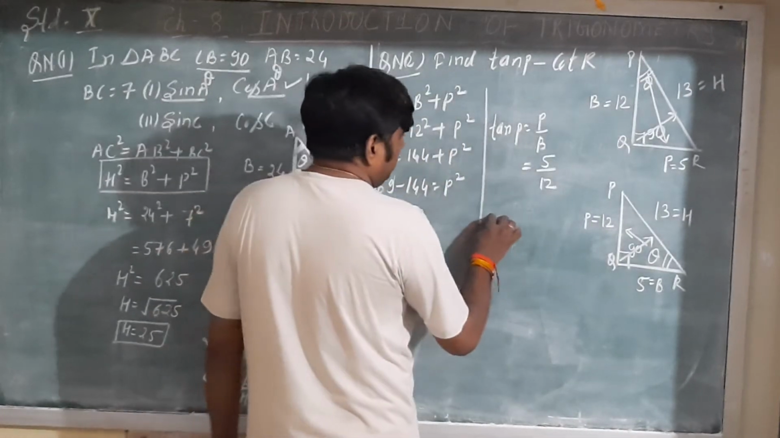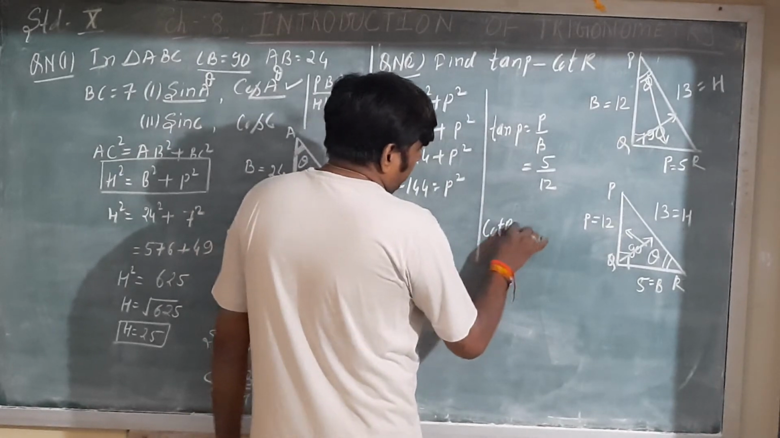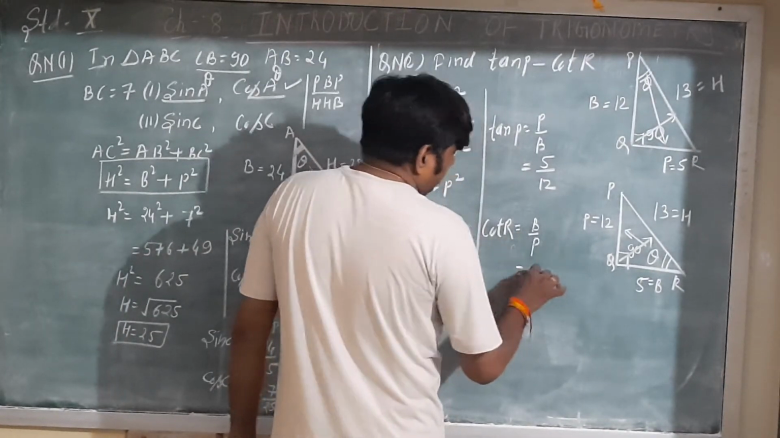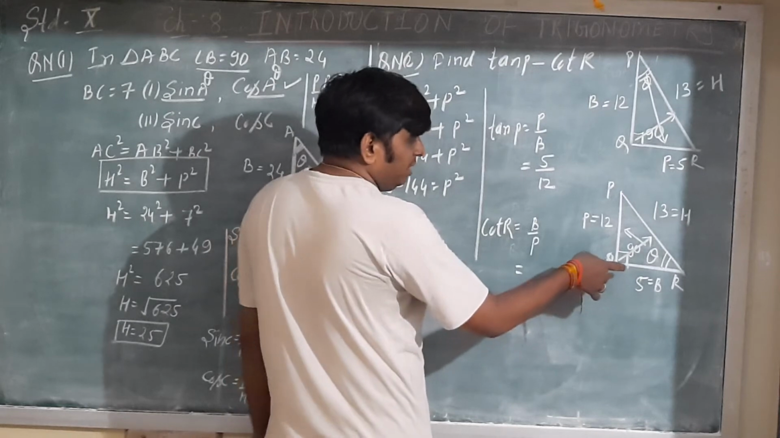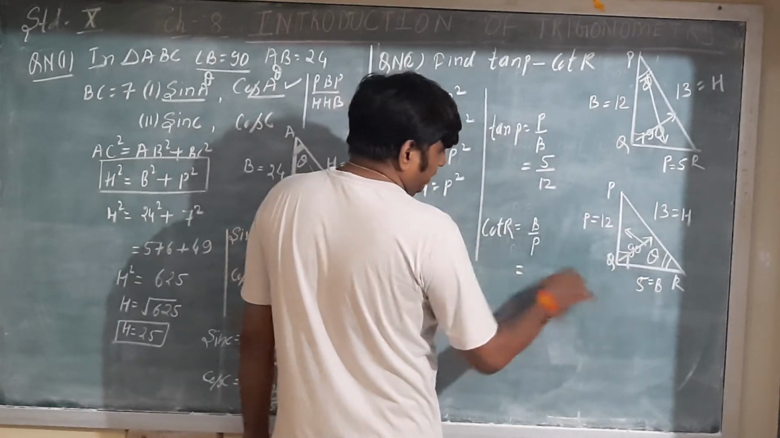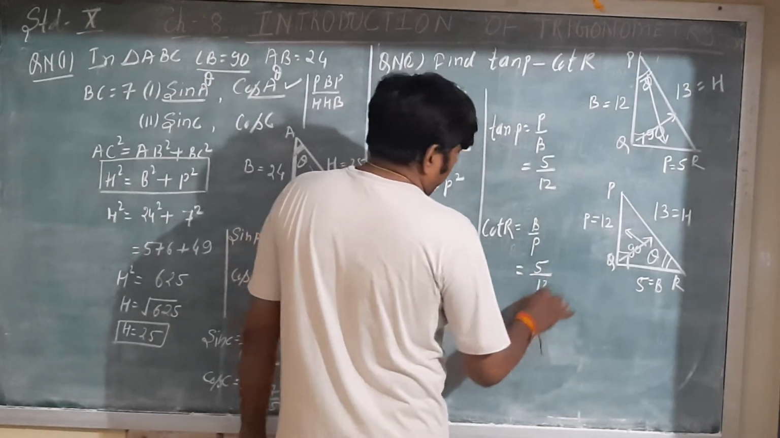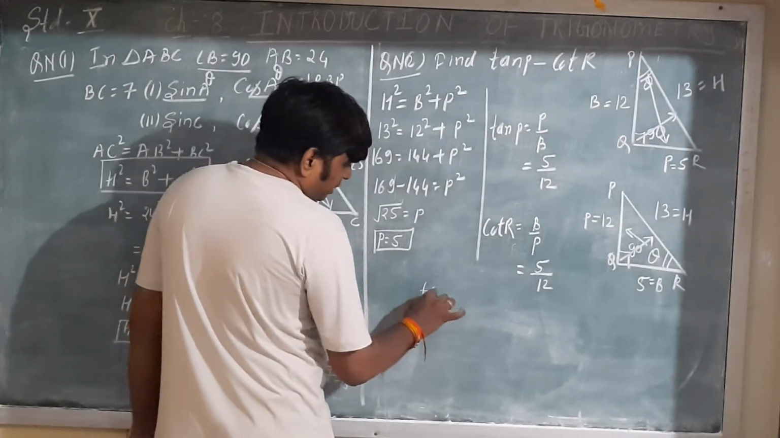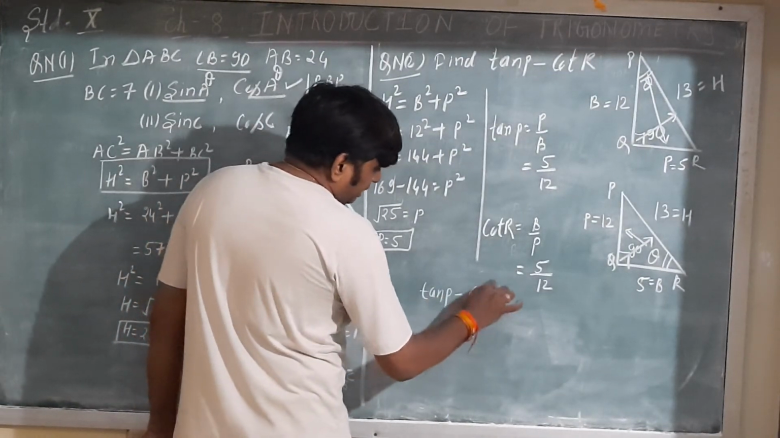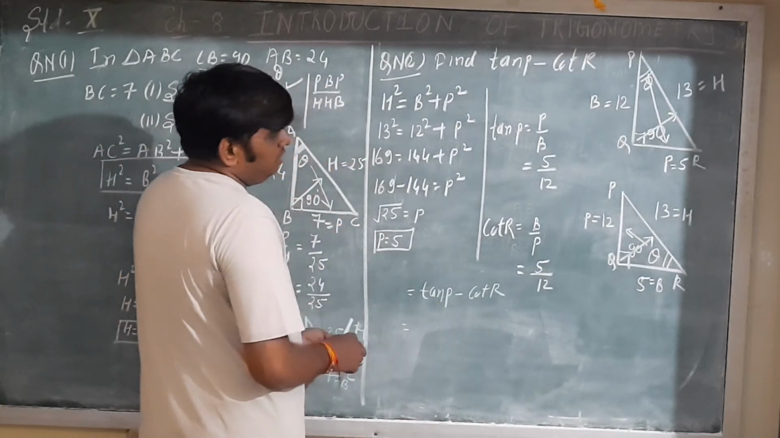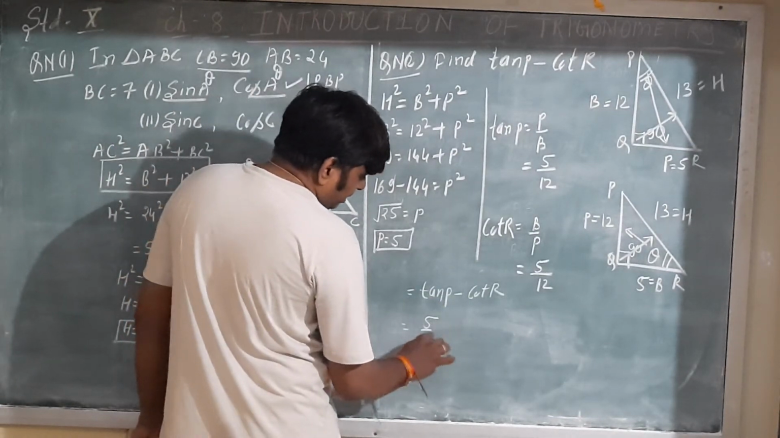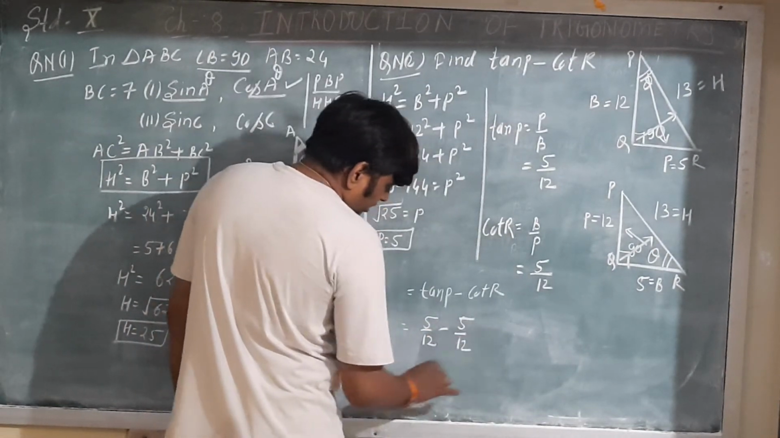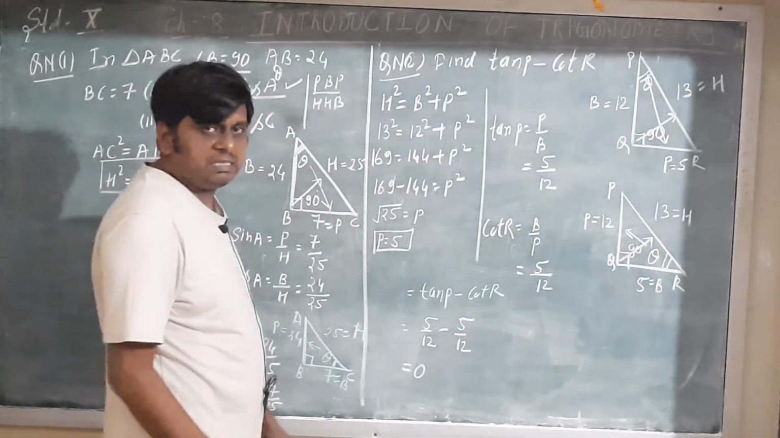Now find cot R. The cot R formula is B upon P. Using angle R, the value of B is 5 and P is 12. Final value: tan P minus cot R. Substituting the values, tan P is 5 upon 12, and cot R equals 5 upon 12. Both subtracted, the final answer is 0.